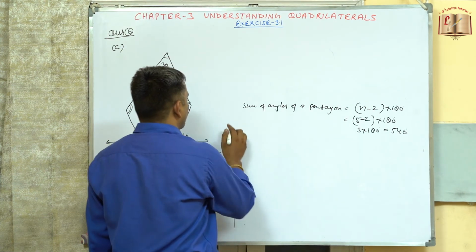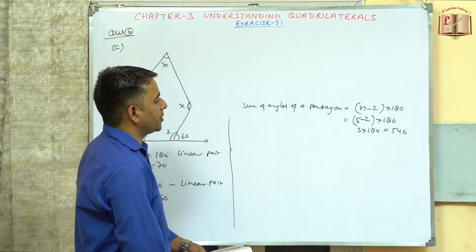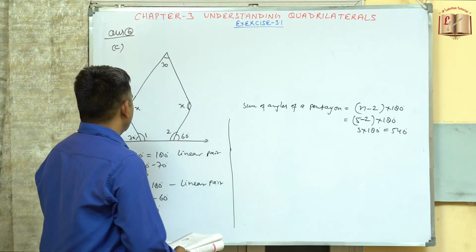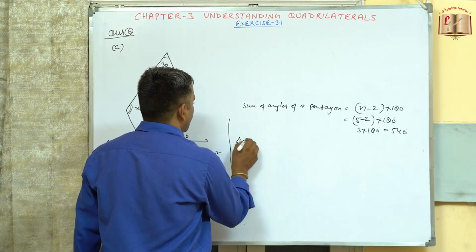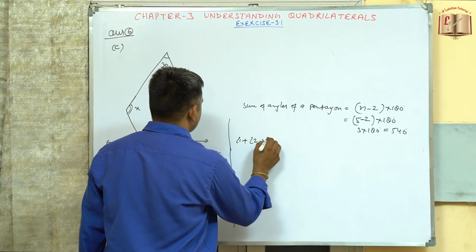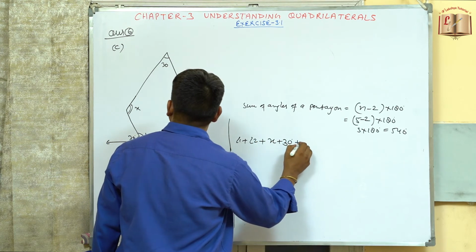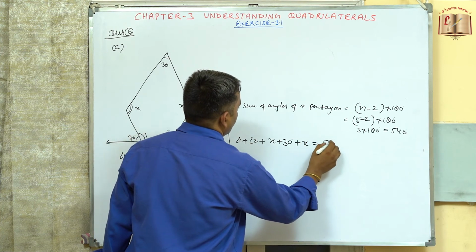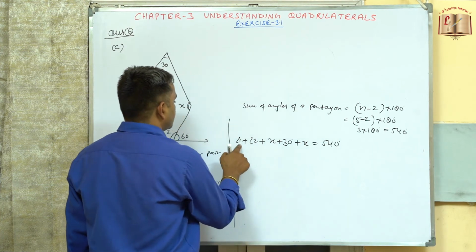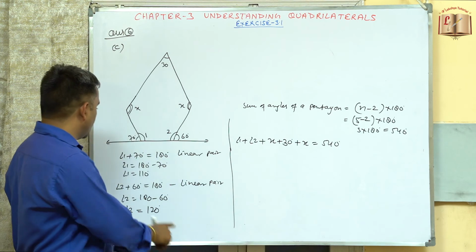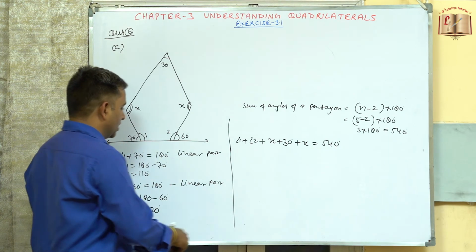Now we will use this property that the sum of all the angles of a pentagon is 540. So this will be angle 1 plus angle 2 plus angle x plus 30 plus x equals 540 degrees. So angle 1 we already got as 110 and angle 2 is 120.